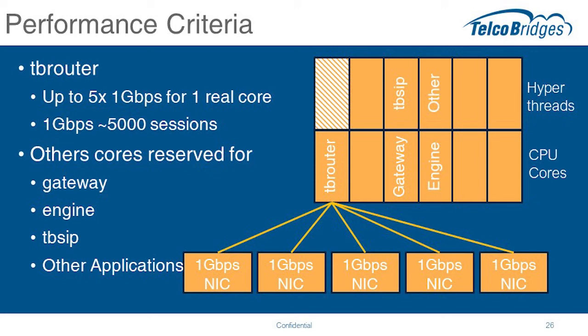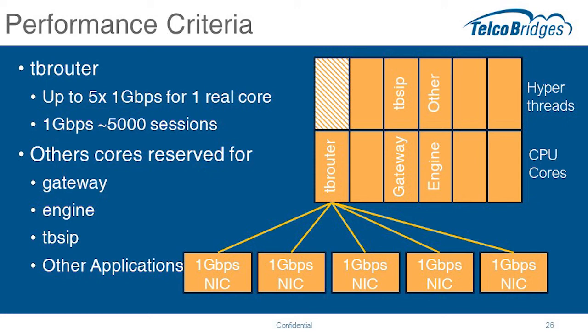Other cores, well, it says reserve. It's not really reserve. It's really that other cores are used for these applications. And I separated it in four elements: gateway, engine, TBSIP, and other applications. Why did I separate it this way? These three are the ones that are processing calls. If you want to have maximum call rate on the system, each one of these should be on a different CPU core or hyperthread.